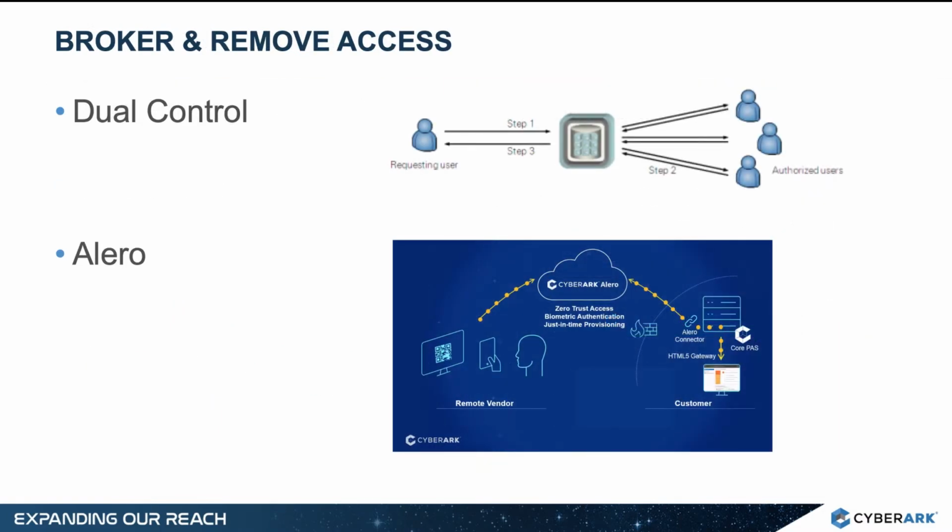The third way is brokered and remote access. This is where shared privileged accounts are provisioned and protected, but access to them is only granted if a user expressly requests access and has this approved by an appropriate authority. This can be done with a dual control policy with CyberArk Core PAS. With third-party vendors who require access to critical internal resources for a predefined period of time, CyberArk Alero can be leveraged.